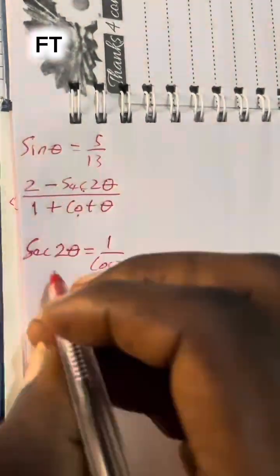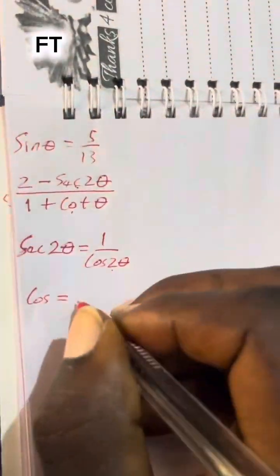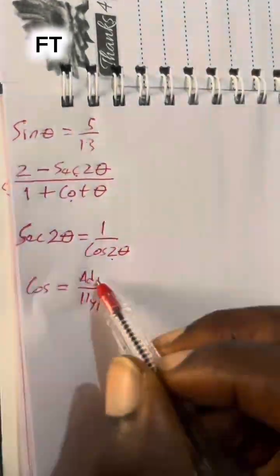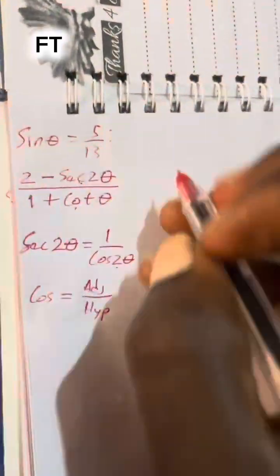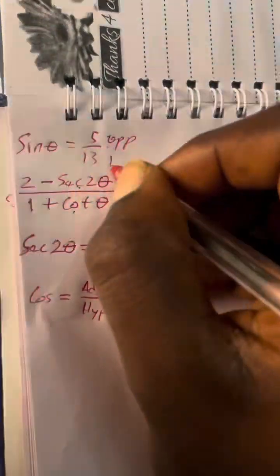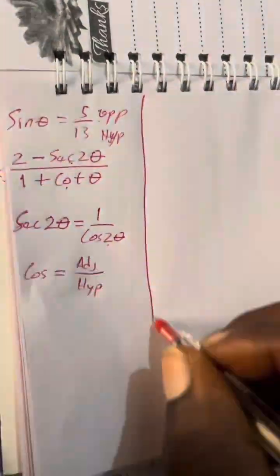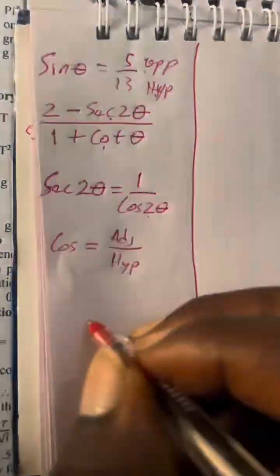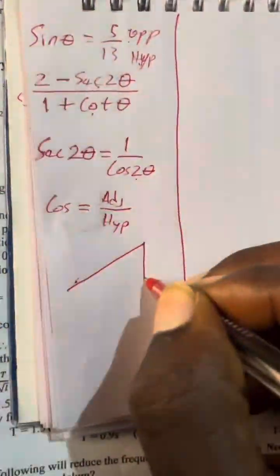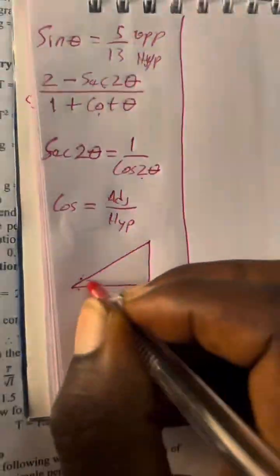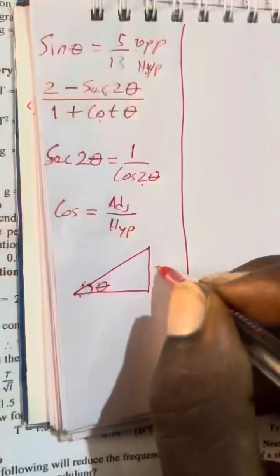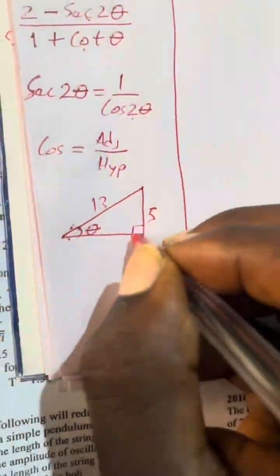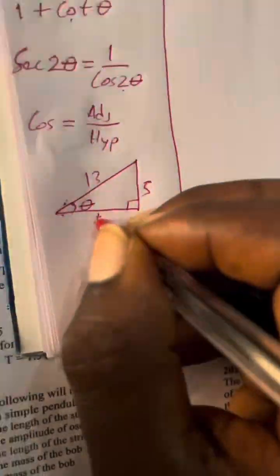What is cos? Cos is adjacent over hypotenuse. We don't have the adjacent, and sine theta is opposite over hypotenuse. So we go and look for the adjacent. From the triangle, this is theta, the opposite is 5, the hypotenuse is 13, and this is the adjacent.